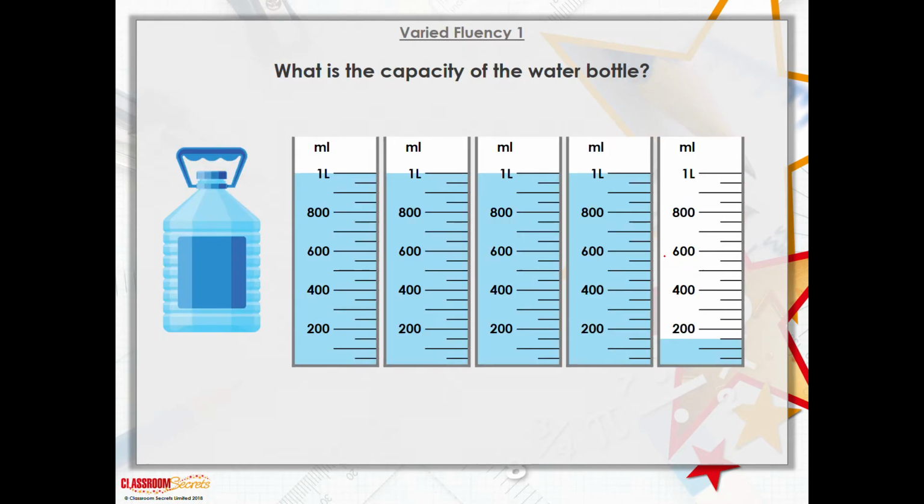So well done. Now, what is the capacity of the water bottle? This water bottle here has been poured out into these 5 different containers. So the total of all of these equals the amount that was in the water bottle. Have a look, pause your screen if you need to, and add up all these different containers so that it tells us how much was in our water bottle to start with.